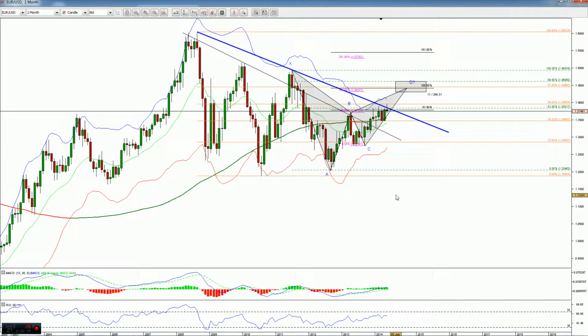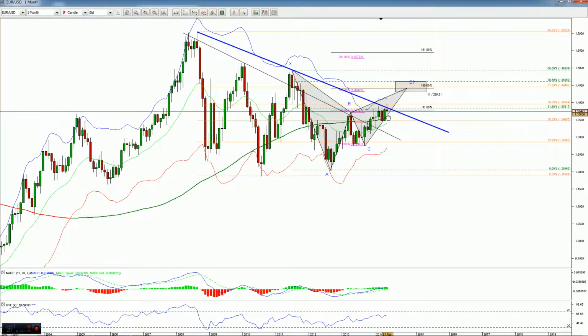Euro USD, that's the monthly chart. The important issue on this monthly chart is the situation around this resistance line, around those 5061.80 FIBO levels.